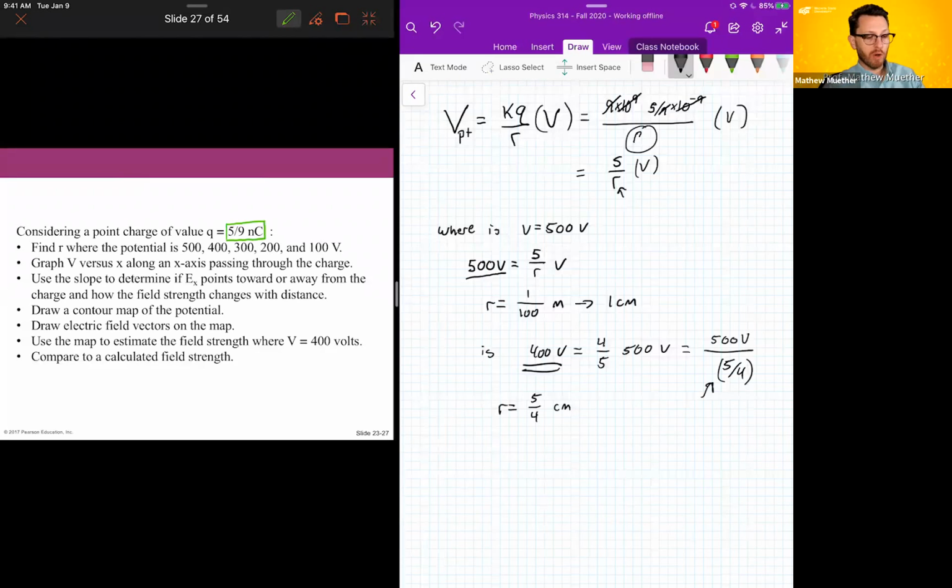Does that make sense? I'm moving to lower potential. 5/4 is larger than 1 centimeter, and that's what we expect, right? As I move further away, as R gets bigger, my potential is dropping. So where is this thing going to be 300 volts? Well, I can use this same idea. I can just take this ratio. It's going to be 300 volts at 5/3 of a centimeter, 200 volts at 5/2 of a centimeter, and it's going to be 100 volts at 5 centimeters.